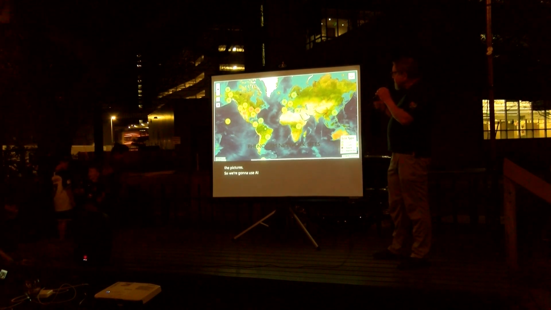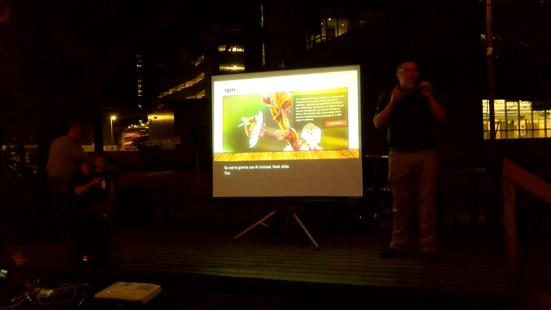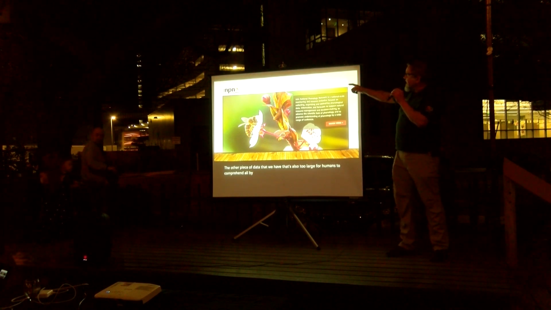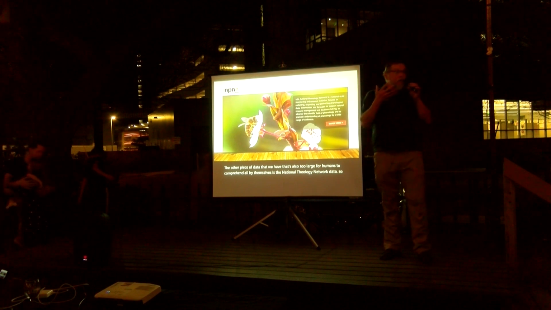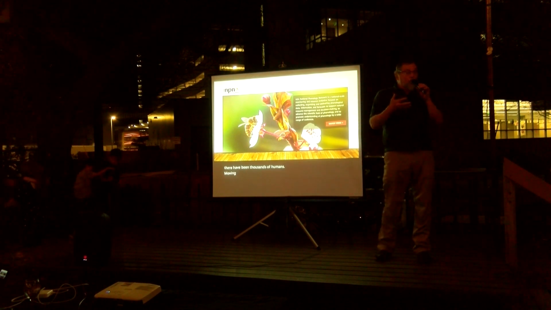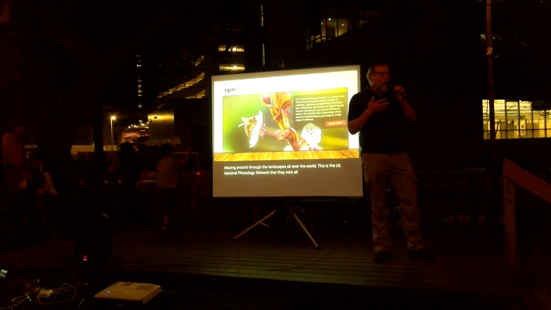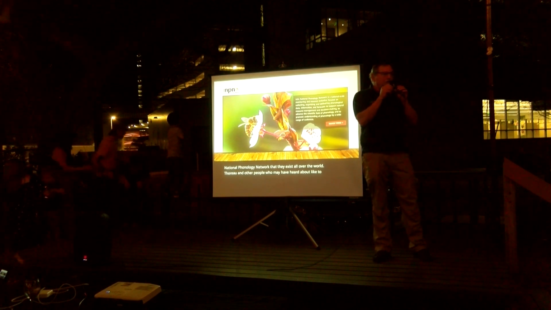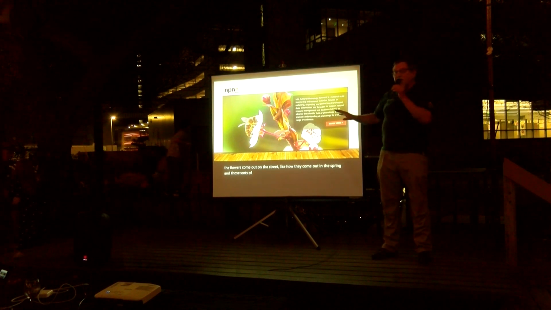Next slide. The other piece of data that we have that's also too large for humans to comprehend all by themselves is the National Phenology Network data. There have been thousands of humans moving around through the landscapes all over the world. This is the US National Phenology Network, but they exist all over the world. Thoreau and other people you may have heard about like to record when the flowers come out in the spring, and how they come out in the spring, and those sorts of things. Well, this group does that in great detail.